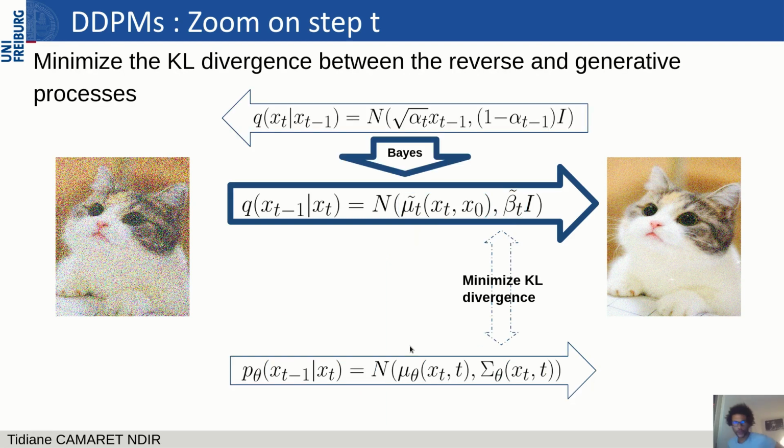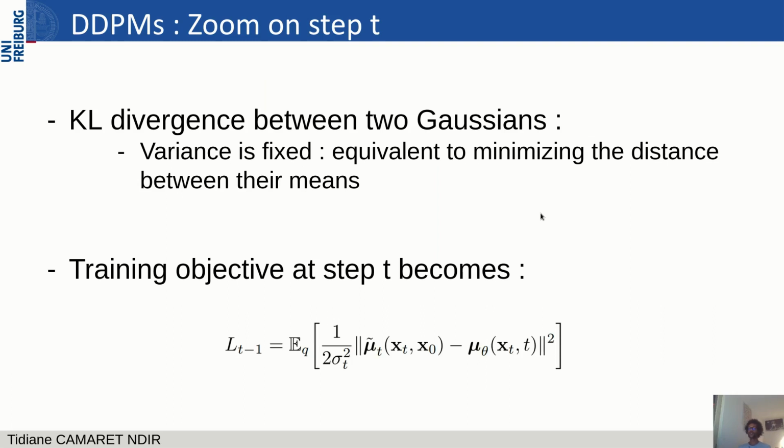Right, so we want our two Gaussians here to be similar, our generative process and our reverse process. So what we can do is use the KL divergence, which is a measure of distance between two distributions. This KL divergence, we also find it, for example, in the autoencoder formula. So we can set our objective to reduce this KL divergence. So the question is how to express this KL divergence between the reverse process and the generative process.